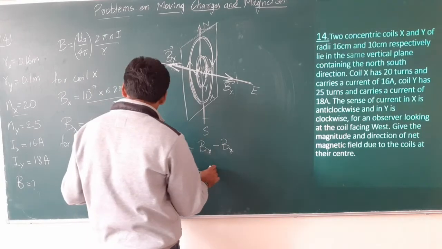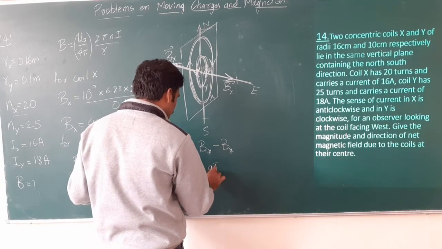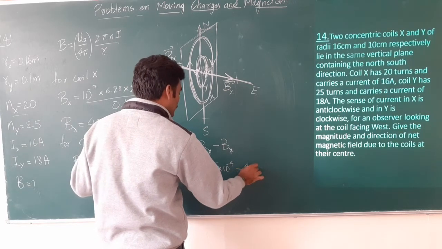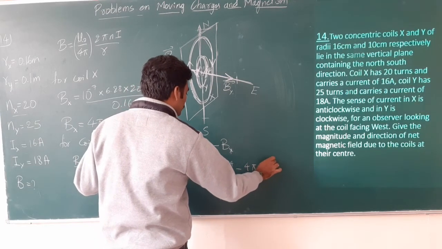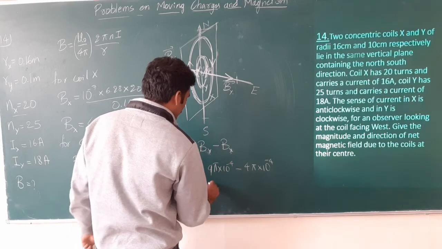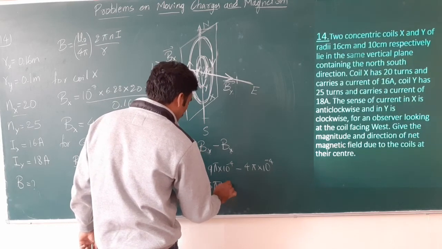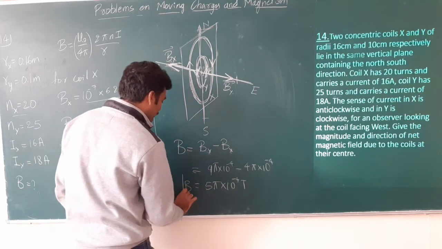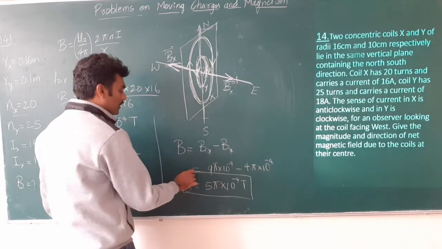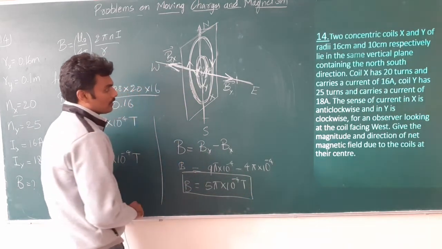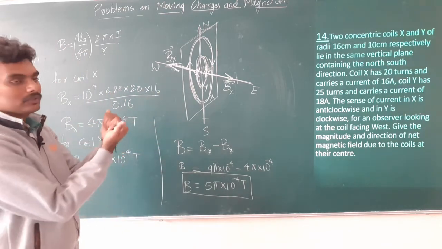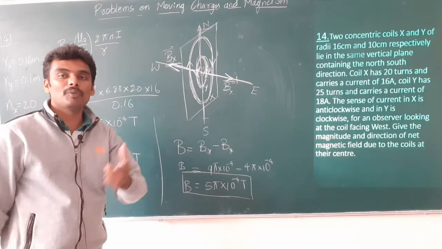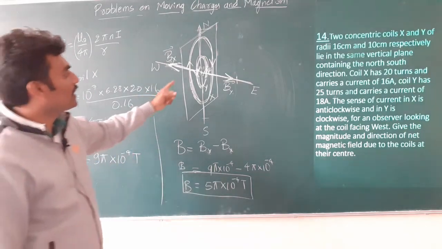Okay, I'm working for the magnitude first. By is 9 pi into 10 to the power of minus 4, minus Bx is 4 pi into 10 to the power of minus 4. Make use of calculator and hence you get 5 pi into 10 to the power of minus 4 Tesla. So this is the magnitude of resultant magnetic field. What about the direction? Look at this. These are two vectors in opposite direction. The vector which is dominant will give the direction of resultant.